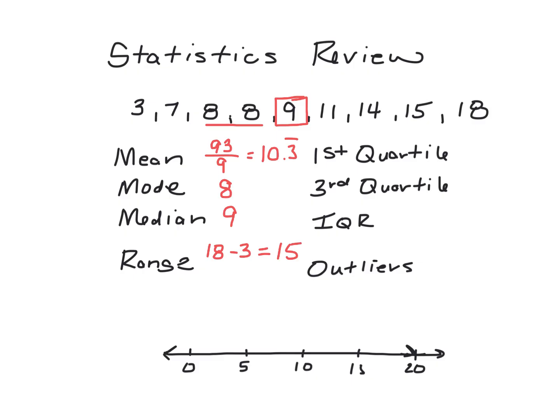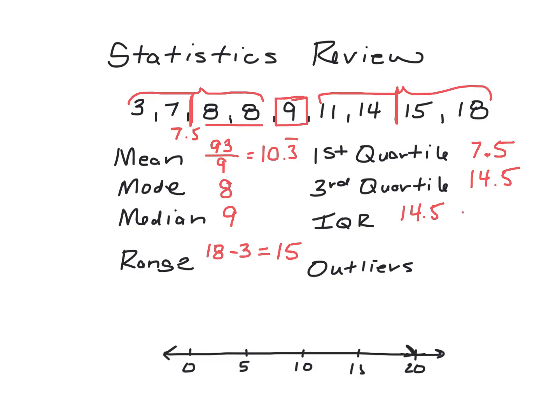The first quartile then is the median of the numbers less than the median. There's an even number there, so we're going to take the average of the 7 and the 8, which is 7.5. And that would be my first quartile. My third or upper quartile is the median of these 4. The middle is between 14 and 15, so my third quartile would be 14.5. My IQR is simply the range of those two quartiles, so 14.5 minus 7.5, which would give me an IQR of 7.